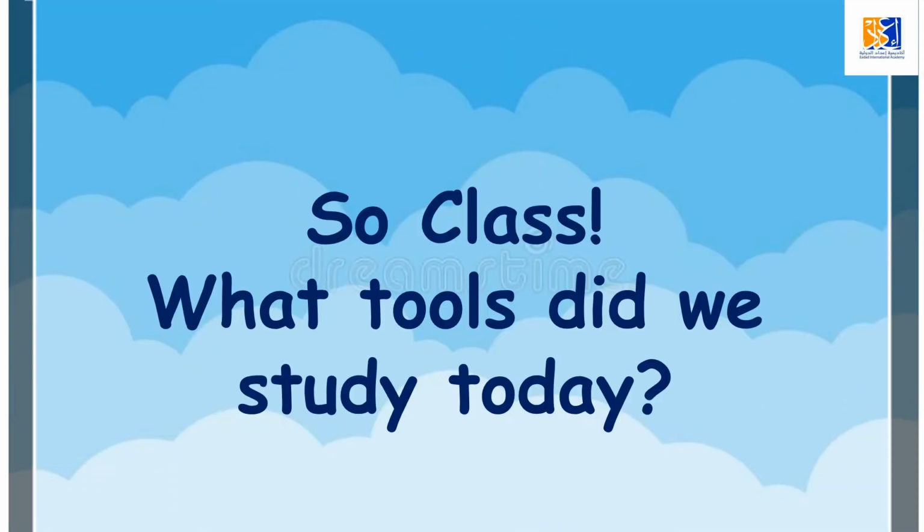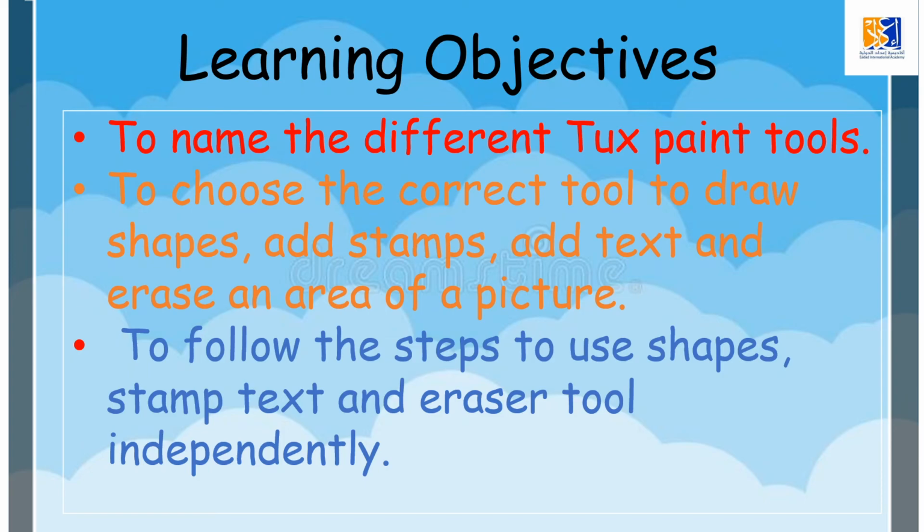So class, what did we study today? Which tools did we learn today? Yes, you are right, class. We studied about shape tools, we studied about stamp tool, text tool, eraser tool. Very good. Let's see, did we achieve our learning objectives today? Name different Tux Paint tools. Yes. Did we learn how to choose correct tools to draw shapes, stamps, text, and erase any area of a picture? Yes. Did we follow the steps to use the shape, stamp, text, eraser tool independently?